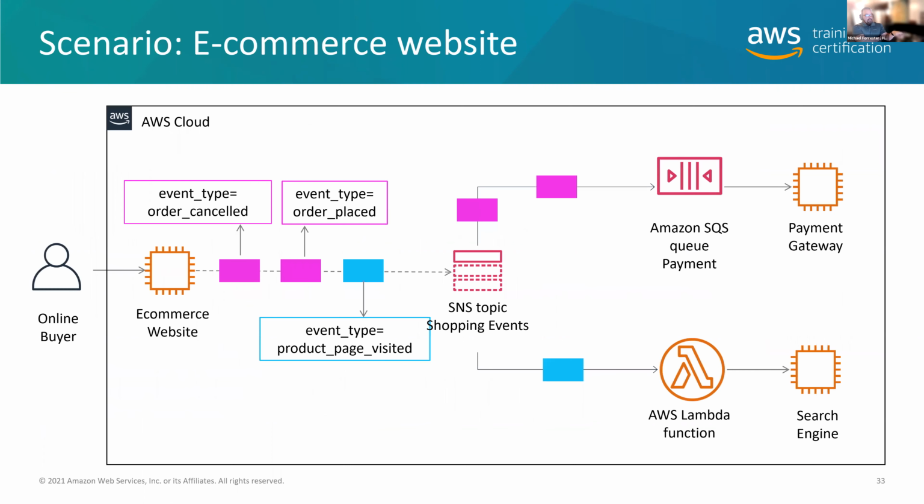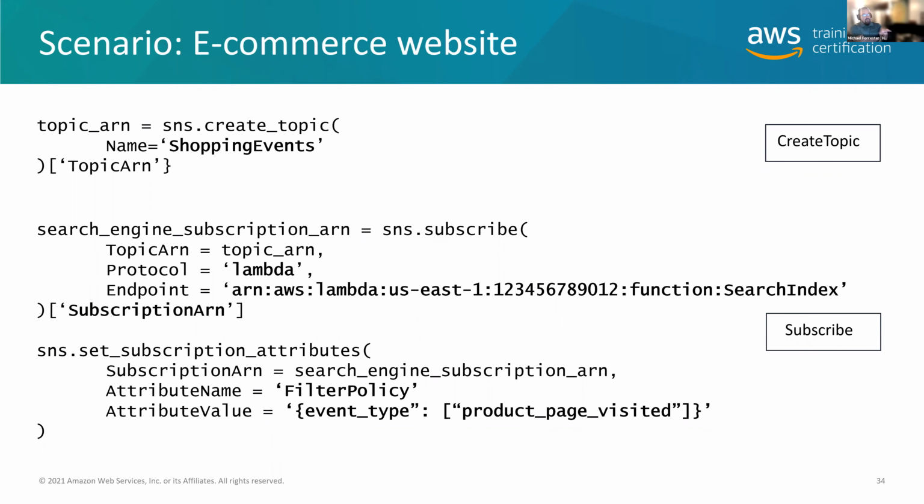So if we go back, see where that blue box where it says event type equals product page visited, that's what they're doing down here at the bottom. They're saying, I only want to subscribe and receive messages where event type equals product page visited.